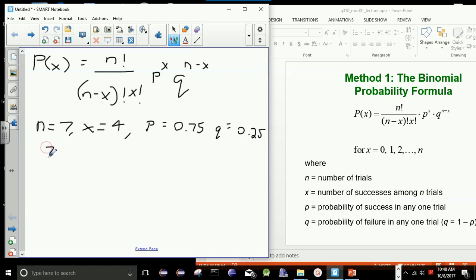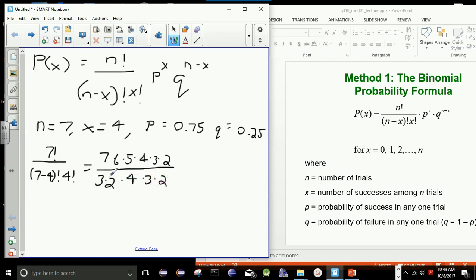The coefficient would be 7 factorial divided by 7 minus 4 factorial times 4 factorial. That's equal to 7 times 6 times 5 times 4 times 3 times 2 divided by 3 times 2 times 4 times 3 times 2. We get a lot of cancellations, right? 3 and 2 is 6, that cancels. 4 cancels. This 3 and this 2 will cancel. So that's just equal to 35.